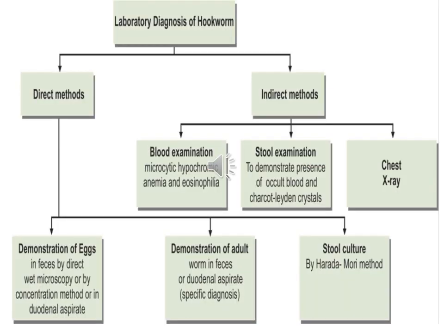Laboratory diagnosis: direct methods are demonstration of eggs in feces, or demonstration of adult worms in feces, or stool culture by the Harada-Mori method. Indirect methods are blood examination, showing microcytic hypochromic anemia and eosinophilia, or stool examination to demonstrate the presence of occult blood and Charcot-Leyden crystals, or X-ray of the chest.